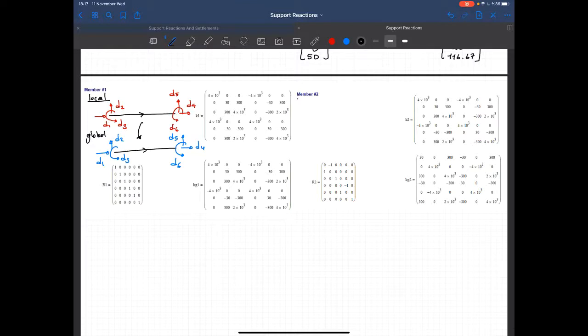So local, it's in the downward direction. That's the way we chose. So the local one is as follows. That's D1, D2, D3, D4, D5, and D6. Transform it to global.